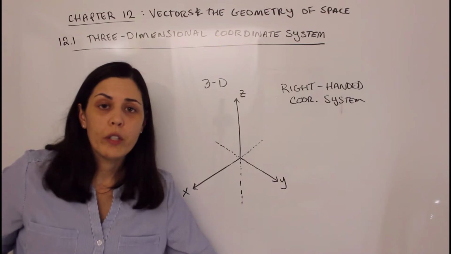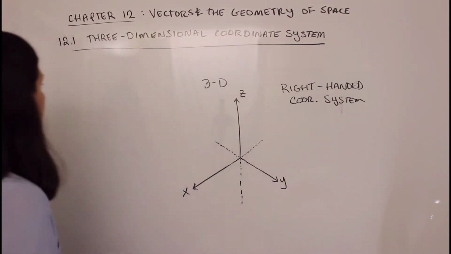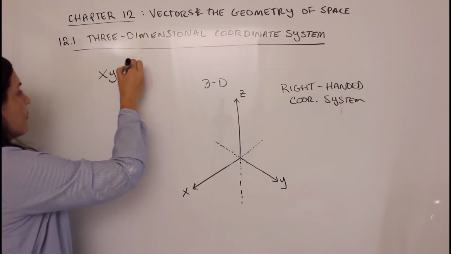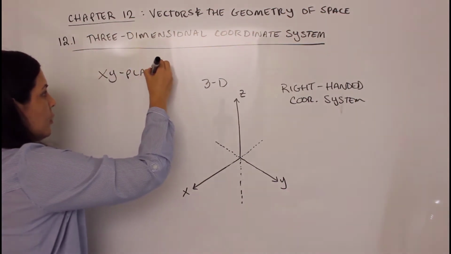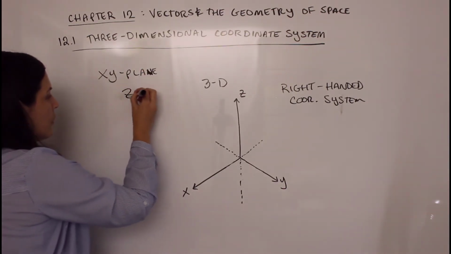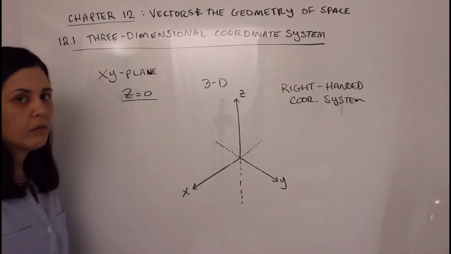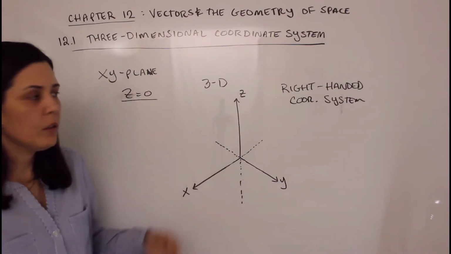These are called the coordinate planes. And so we have the XY plane, and the XY plane has the equation z equals 0. Each plane in 3D has an equation. This is just a very nice equation, z equals 0.